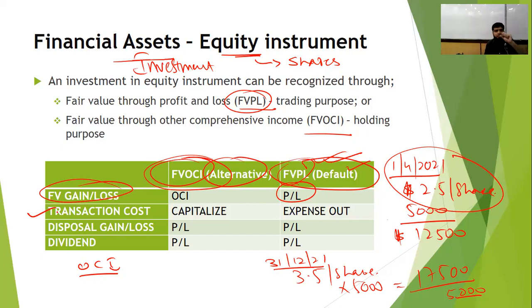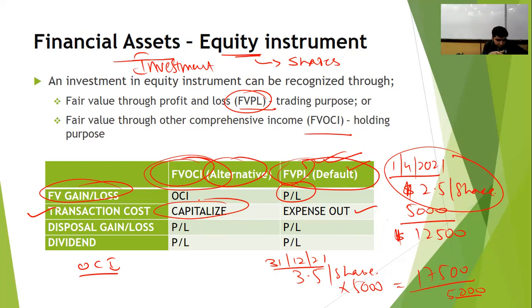Whenever you buy shares, there will be a transaction cost. In Pakistan, there is 0.05%. So whenever you buy shares, you will have to pay that transaction cost. And once you are paying this transaction cost, if you are following fair value through P&L, it means that transaction cost will be expensed out. It means it will be recorded in P&L. We will not capitalize that transaction cost. But yes, if you are following the fair value through OCI, you will be capitalizing that transaction cost in the value of investment.